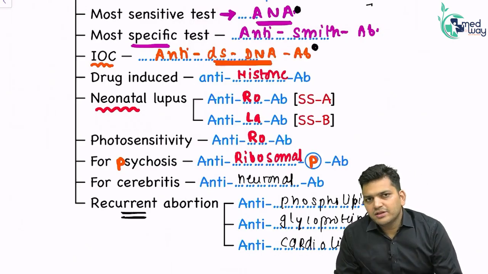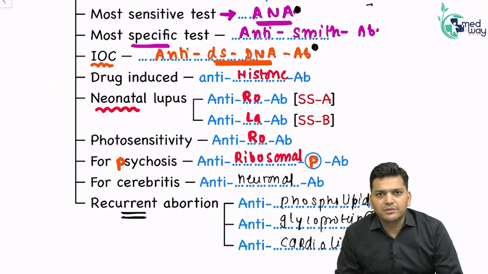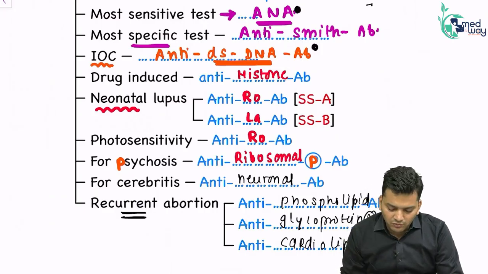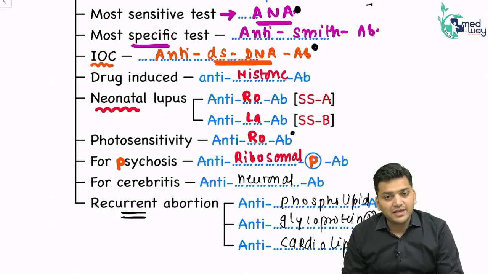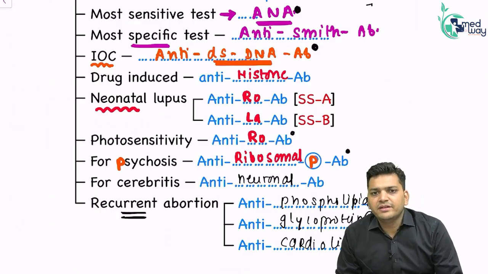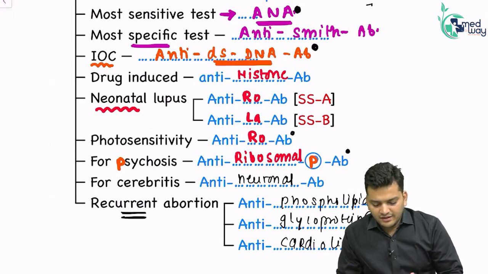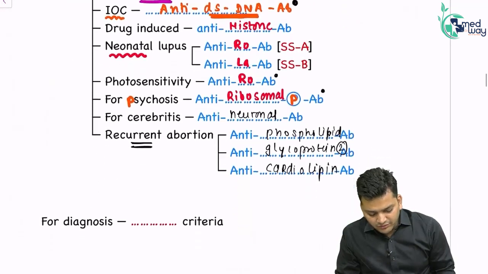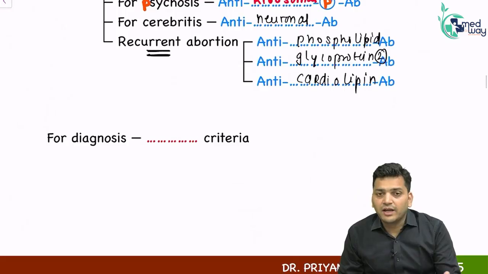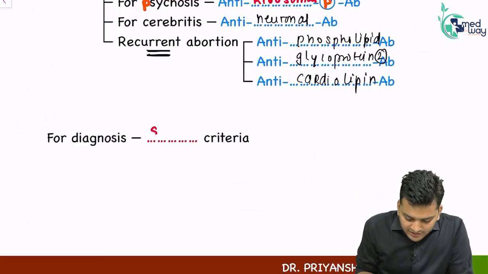And the next antibody that we can try to search for depends on the symptoms. If the patient is having a photosensitivity symptom, we will go for anti-Ro antibody. If having a psychiatric symptom, we can go for ribosomal P, and accordingly we will decide which antibody is to be tested. Right now, once we have made the diagnosis, for that we are going to use a criteria called the SLICC criteria.